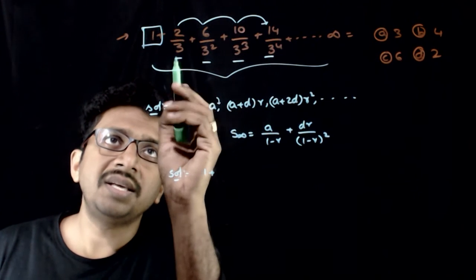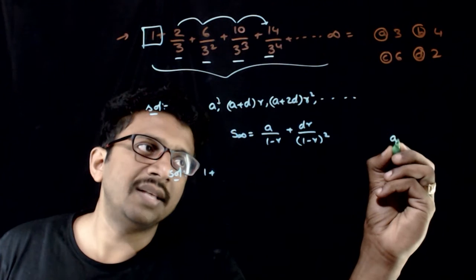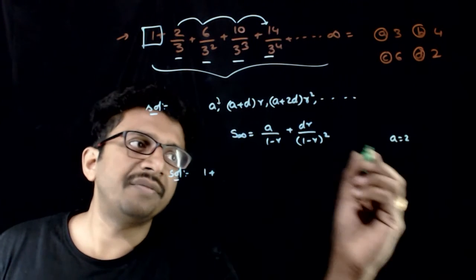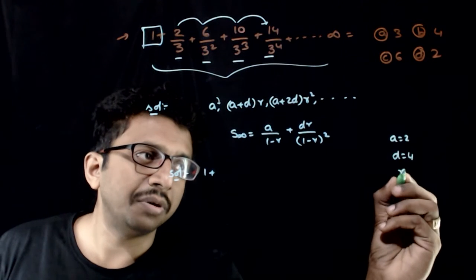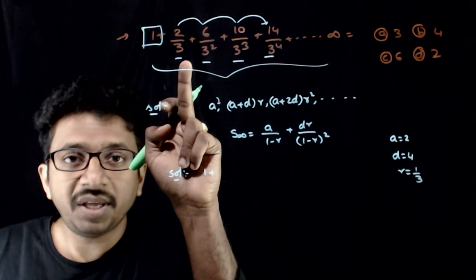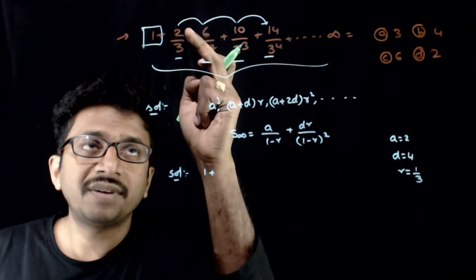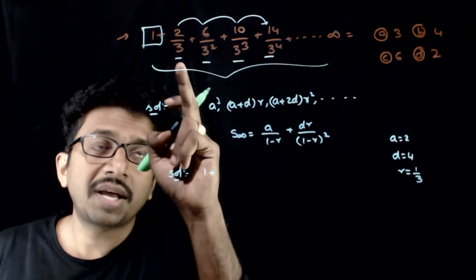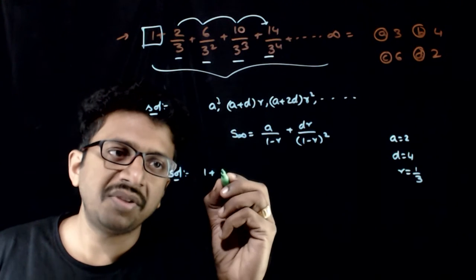In this, as you can see, the first term of AP is 2, so A is equal to 2, the common difference of AP is 4, and the common ratio of GP is 1 by 3. But the first term of the GP is 1 by 3, so I cannot directly use this formula. To use this formula, I'll take 1 by 3 common.